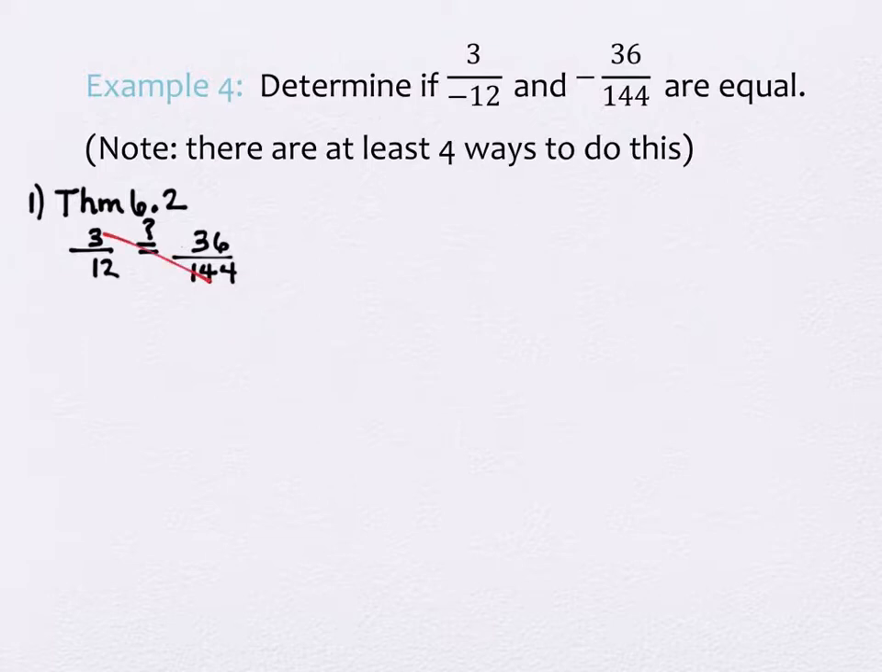So grab a calculator for me. We're going to do 3 times 144. What is 3 times 144? Can you get it? 432. Okay. And what is 12 times 36? Same thing, 432. So these are in fact equal, right? So the original fractions were in fact equal as well. So this is one way to do it.